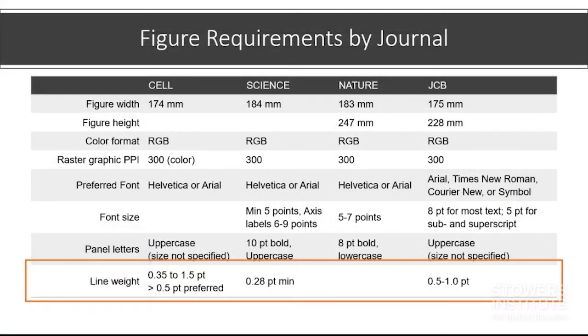If we go back to our figure requirements by journal, we typically have a request for 1 point, sometimes 1.5 points maximum for our line weight, and 0.5 all the way down to 2.28 for our minimum. Nature doesn't have this kind of requirement, but let's just use these as a guideline. So depending on how big my graphs are and how crowded my figure is, I might even go down to 0.3 points. It's up to you, okay?